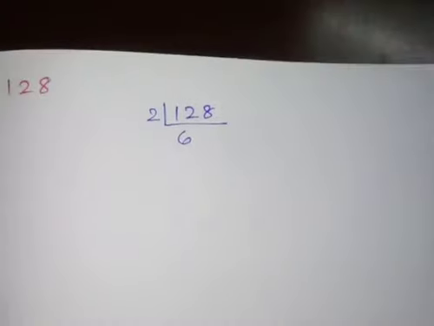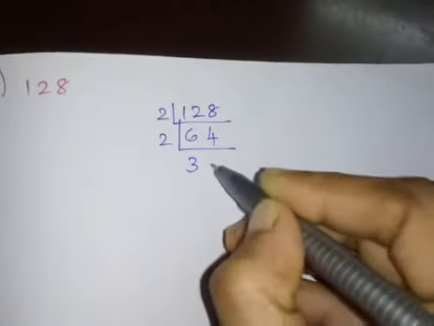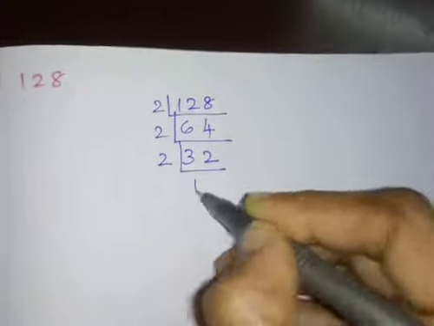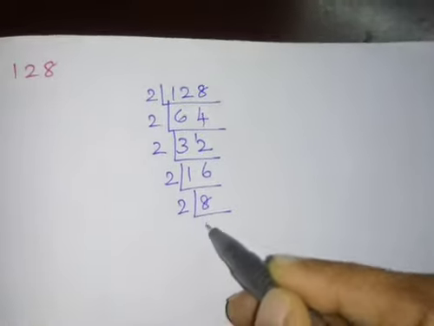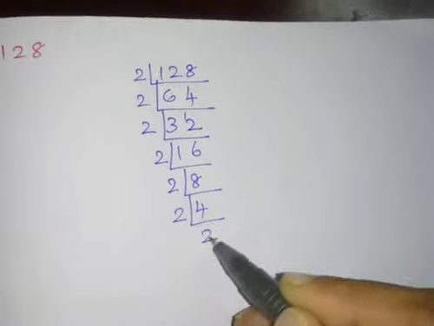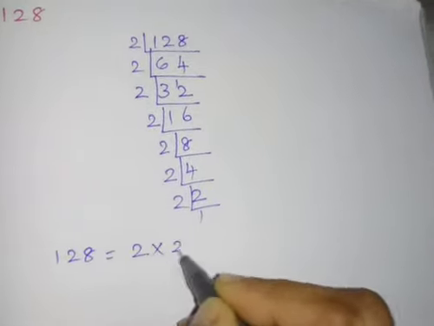Okay. Next is your 128. First, what we have to do? We are supposed to find the prime factorization as usual. 128. Now we can do the prime factorization, children. In the 2 table, 2 6s are 12, 2 4s are 8. Then 2 3s are 6, 2 2s are 4, 2 1s are 2, 2 8s are 16, 2 4s are 8, 2 2s are 4, 2 1s are 2. So 128 can be written as 2 into 2 into 2.